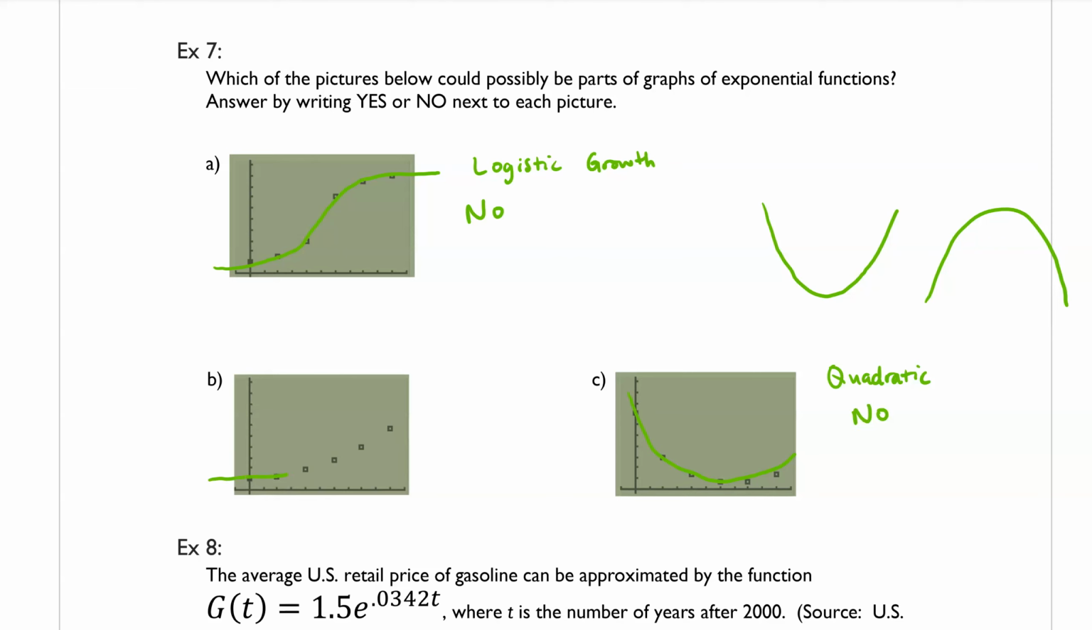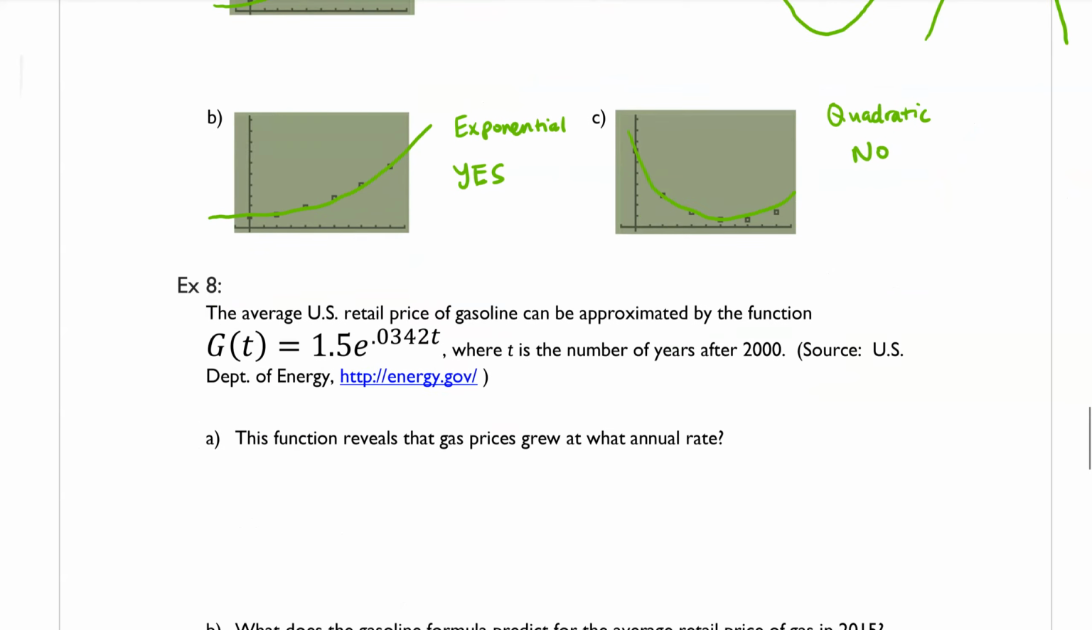If we connected them on part B, it would look something like that. And from the examples that we've seen previously, this is exponential. And so we would say yes here. All right, let's move on to example 8.